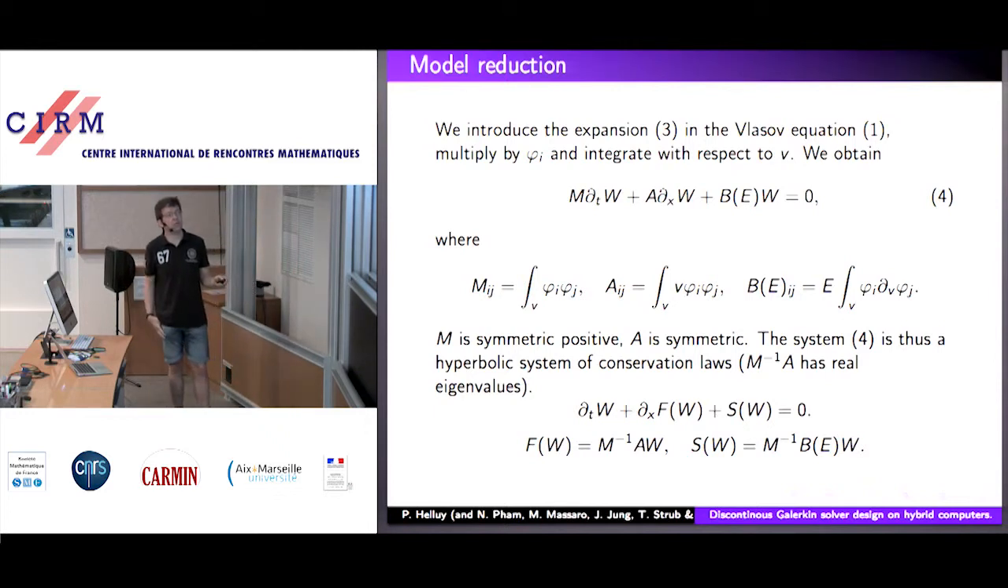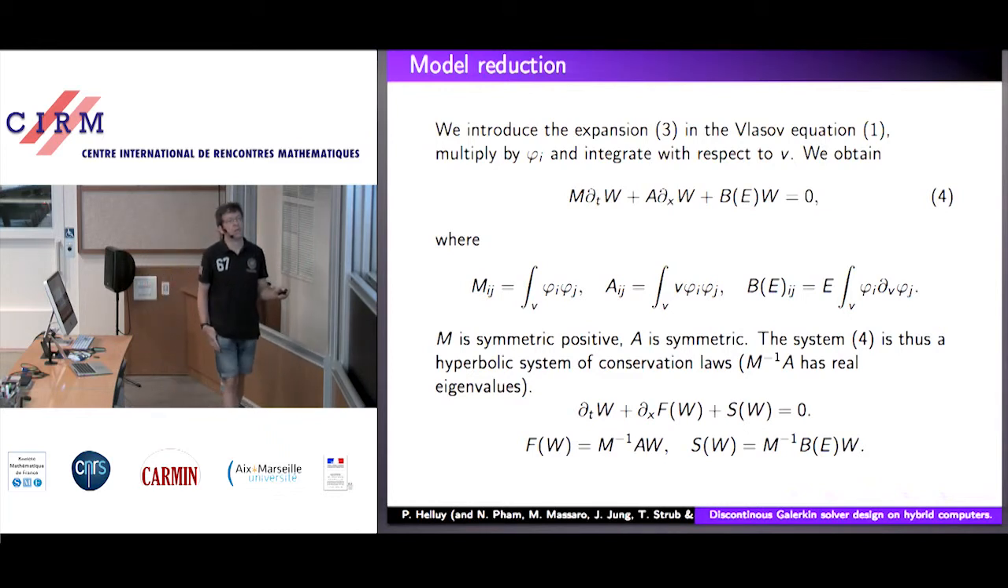dt of W plus dx of the flux f of W plus source terms equals 0. So here, the flux f of W is a linear flux. It is given by this formula, and the source is given by this formula.